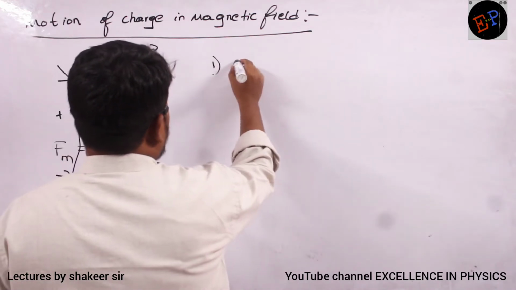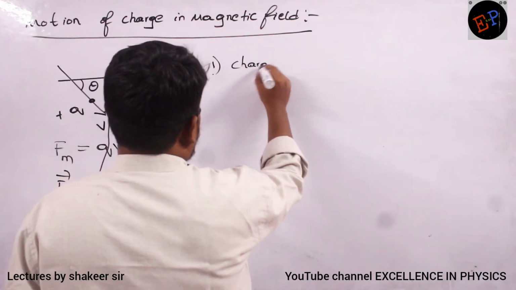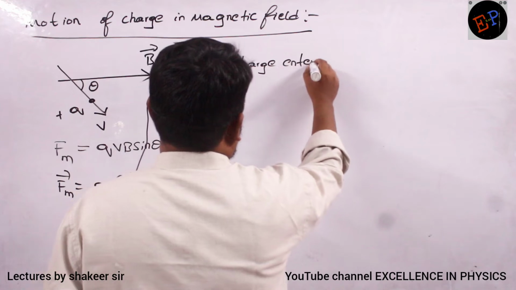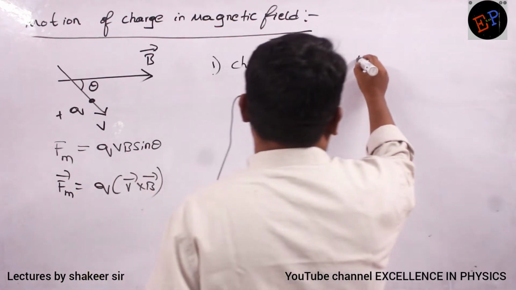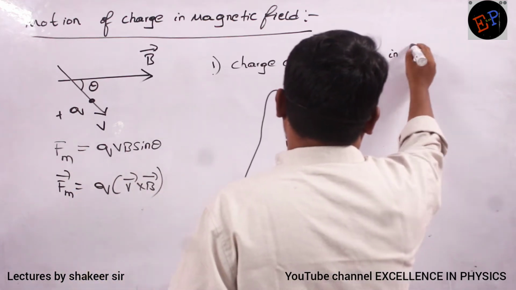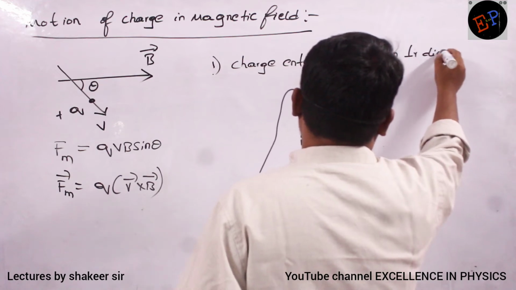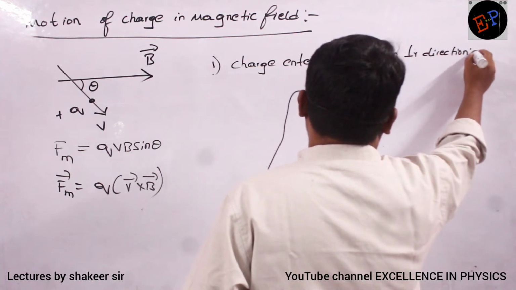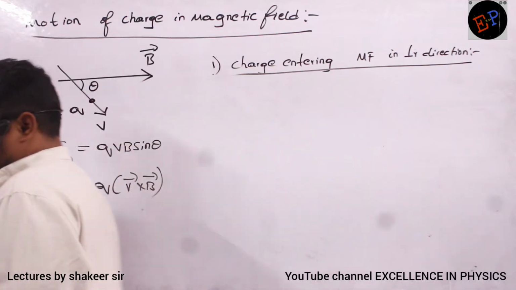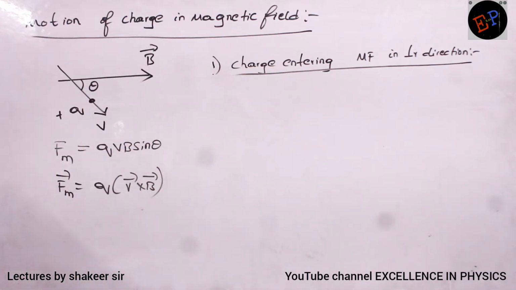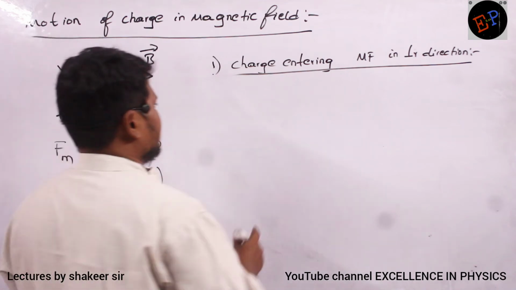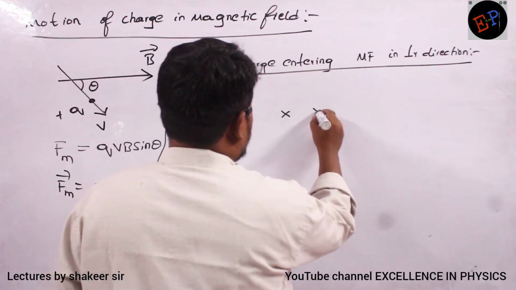Okay. Now see, now if I take a continuous magnetic field, what is the first application we are doing? Charge entering magnetic field in perpendicular direction. Okay, ma? What happens if a charge enters into the magnetic field at 90 degrees to the direction of magnetic field? Okay, see, ma? So this is magnetic field.